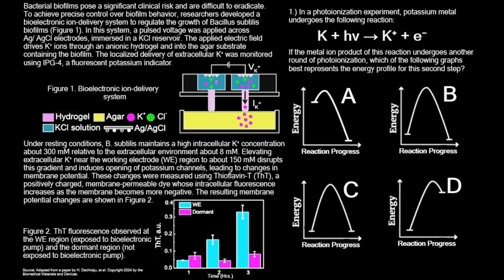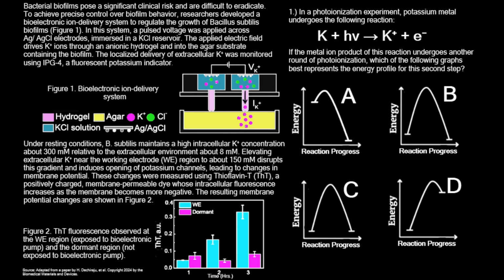Under resting conditions, B subtilis maintains a high intracellular K plus concentration of about 300 millimolar relative to the extracellular environment, about 8 millimolar. Elevating extracellular K plus near the working electrode, WE, region to about 150 millimolar disrupts this gradient and induces opening of potassium channels, leading to changes in membrane potential.